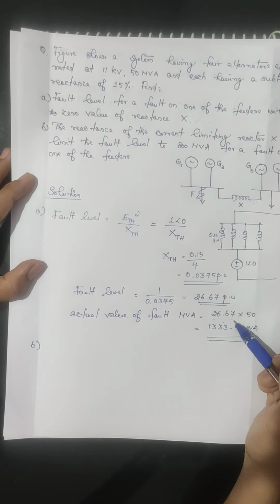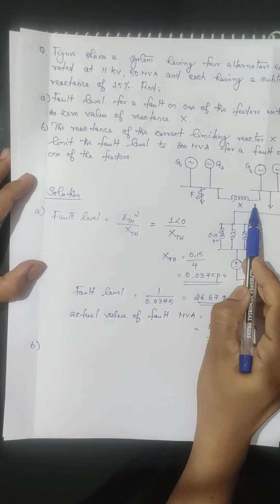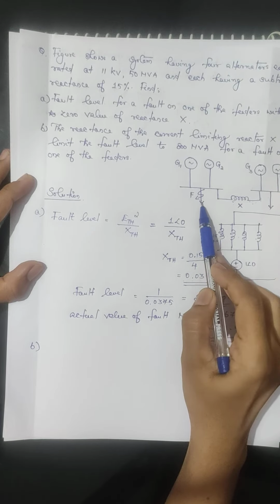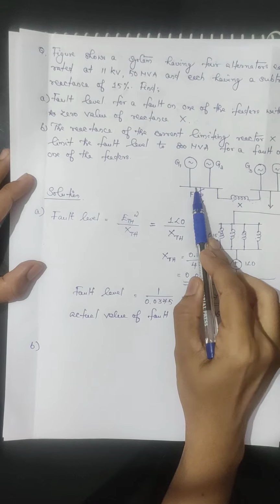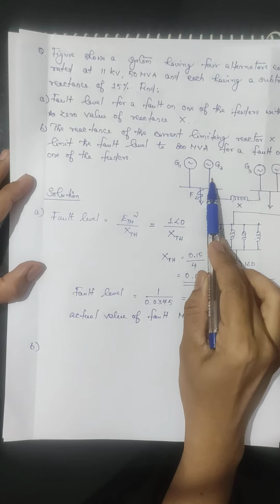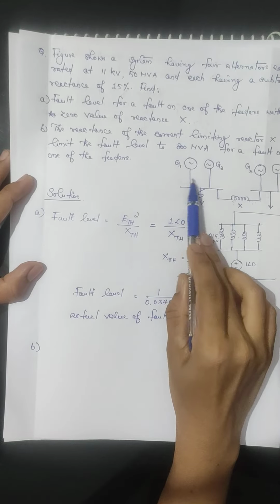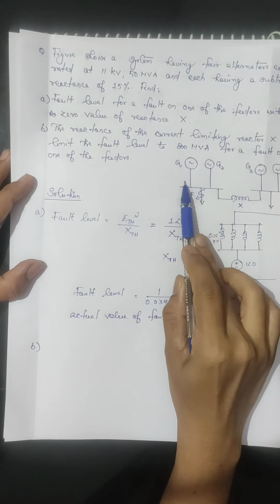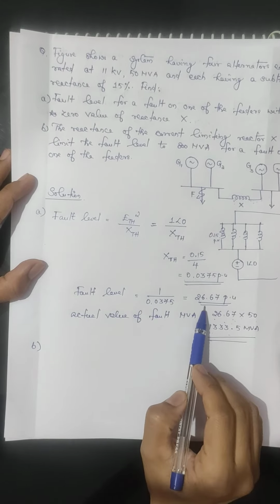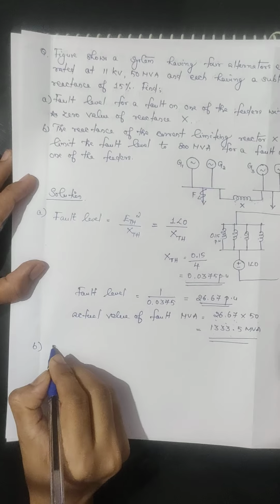So the value of fault MVA supplied by G1 and G2 will be same as in the previous case, that is, in the case where the value of current limiting reactor is 0 or no current limiting reactor is connected here. So as G1 and G2 can directly supply apparent power to the fault point, that apparent power does not have to flow through the current limiting reactor. So the value of fault MVA supplied by G1 and G2 is not affected by the presence of X. So the value of fault MVA supplied by G1 and G2 will be same as in case 1, that is when X is 0. So we can calculate the fault MVA supplied by G1 and G2.